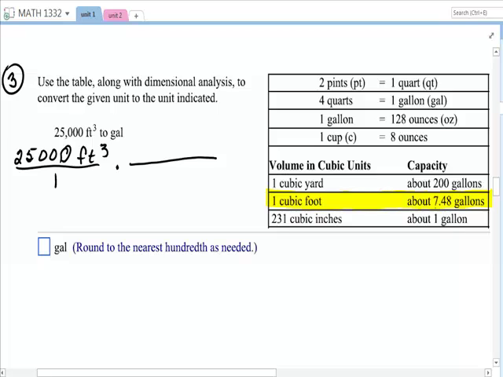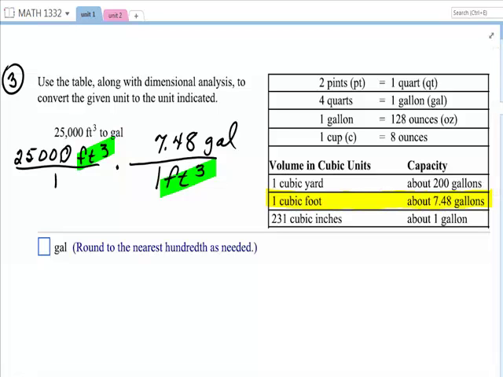What are you going to have on the bottom of the unit fraction? 1 foot to the third power, called a cubic foot. On top, you're going to have 7.48 gallons. Am I doing it right? Now, I always ask myself that question, and I see if the unit I want to get rid of is going away, and it is.